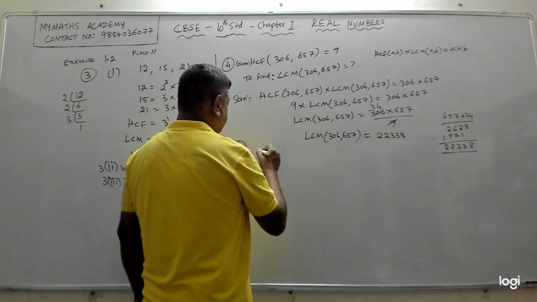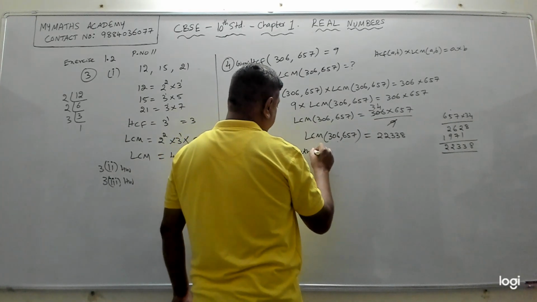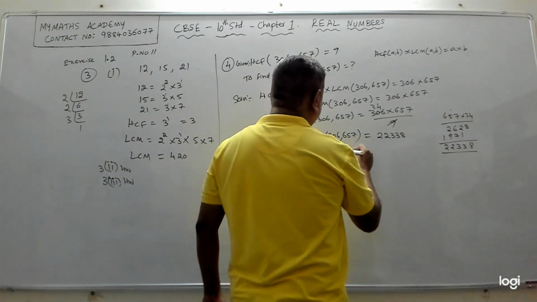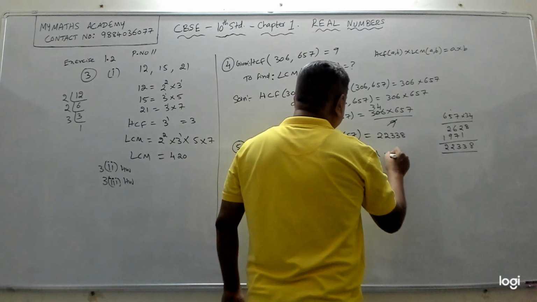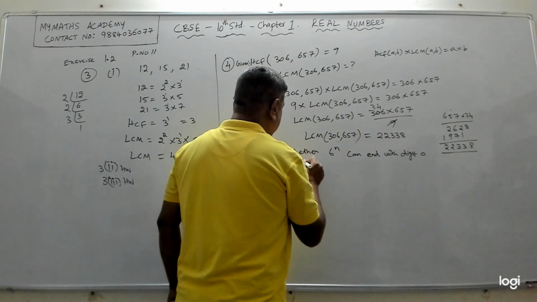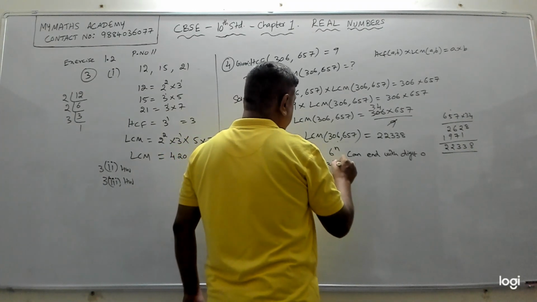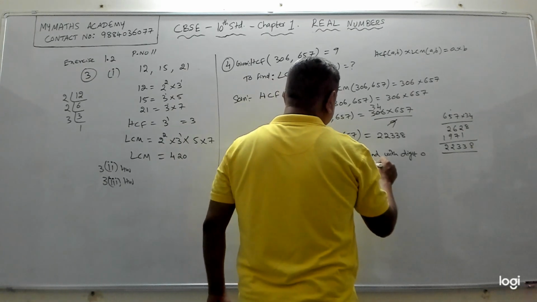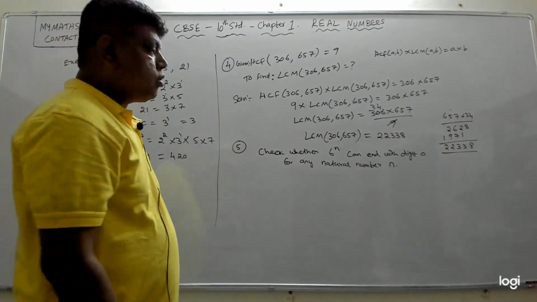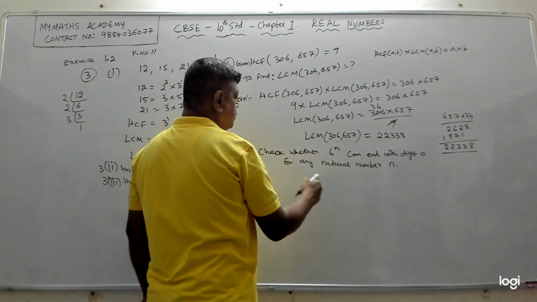Right? Check whether 6 power n can end with digit 0 for any natural number n. So now how do we do this? The solution is, we have to check whether 6 power n can end with digit 0 for any natural number n.